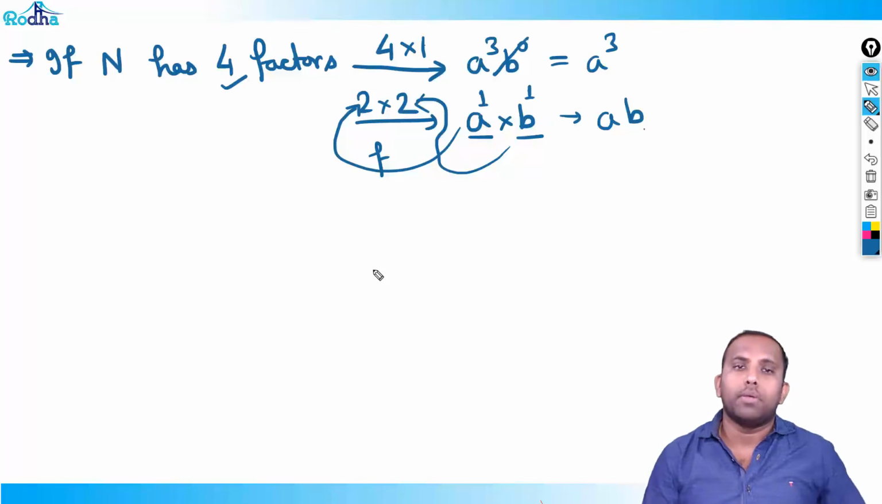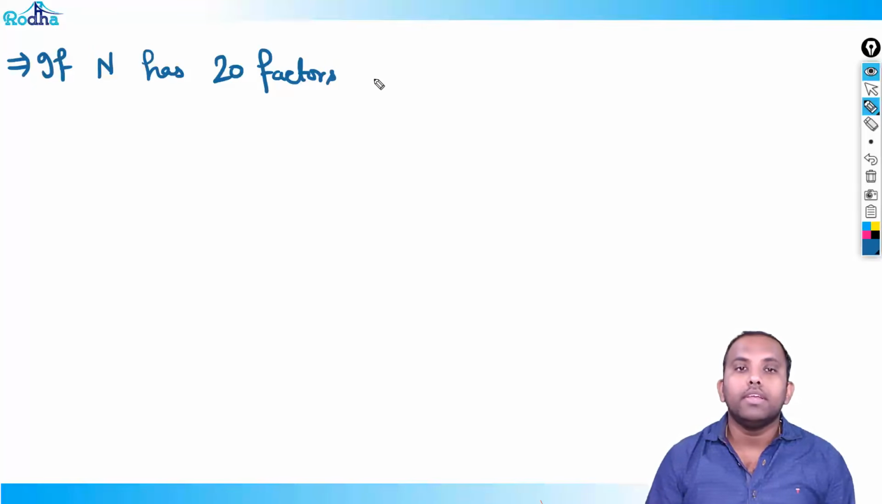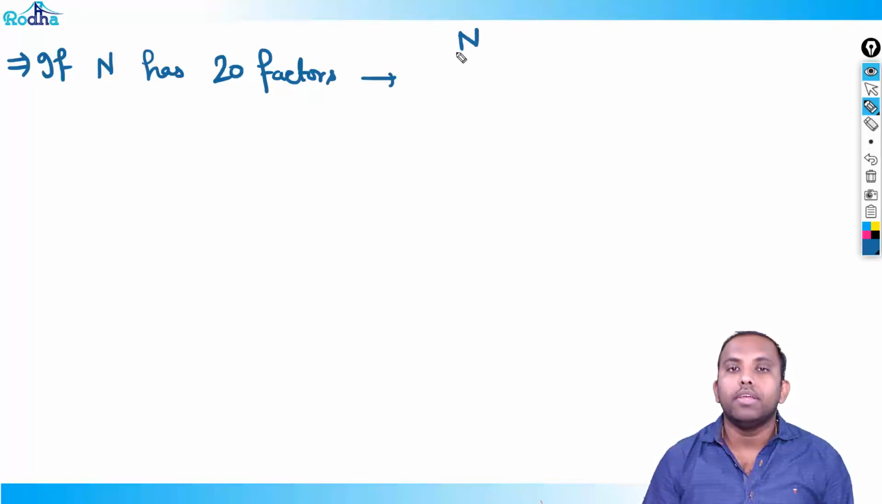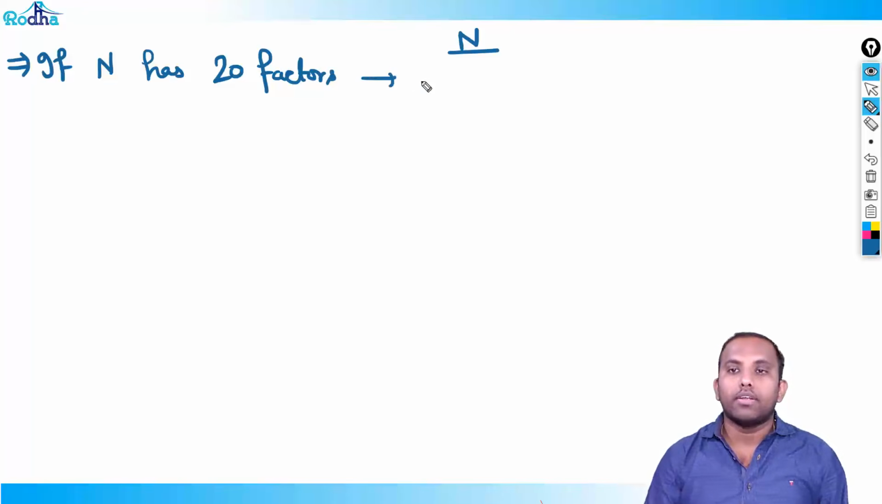Now let's increase the number a bit and understand further. If the question is, if n has 20 factors, let's write down all the cases. If n has 20 factors, what can be the different values of n? Again, obviously I can feel that I can split 20 into many parts.